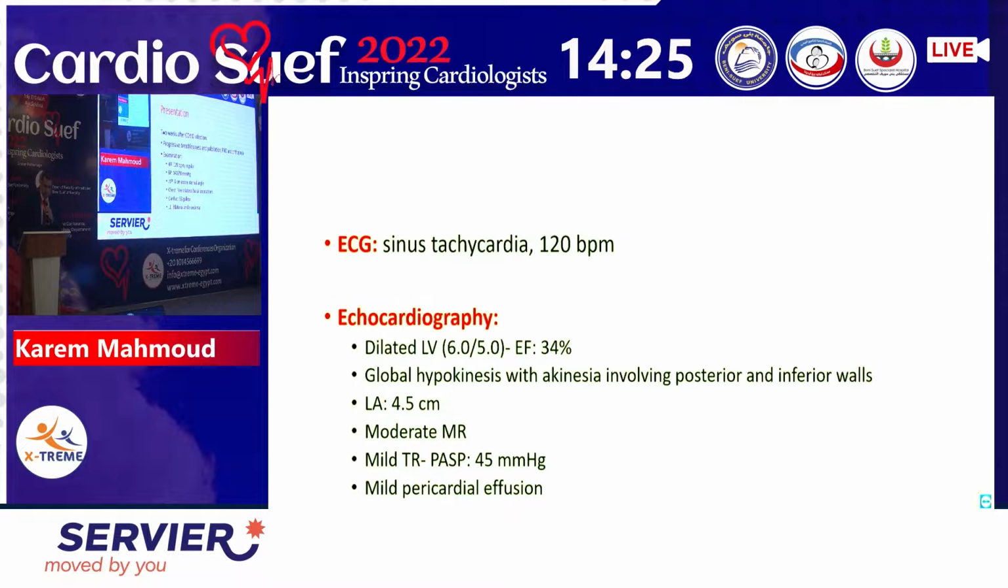Her ECG showed sinus tachycardia. We had no ST segment deviation and no Q waves in the ECG. Her echocardiography showed a dilated left ventricular dimension of 6.5 centimeters and an ejection fraction of 34%. Global hypokinesia, however, there were some regional wall motion abnormalities involving the posterior and inferior walls. There was moderate mitral regurgitation, dilated left atrium, mild tricuspid regurgitation, pulmonary hypertension, and mild pericardial effusion.